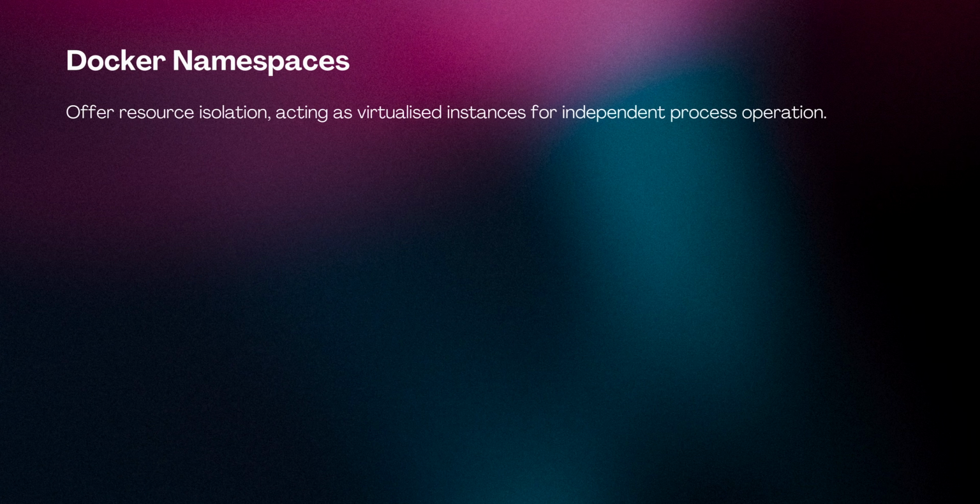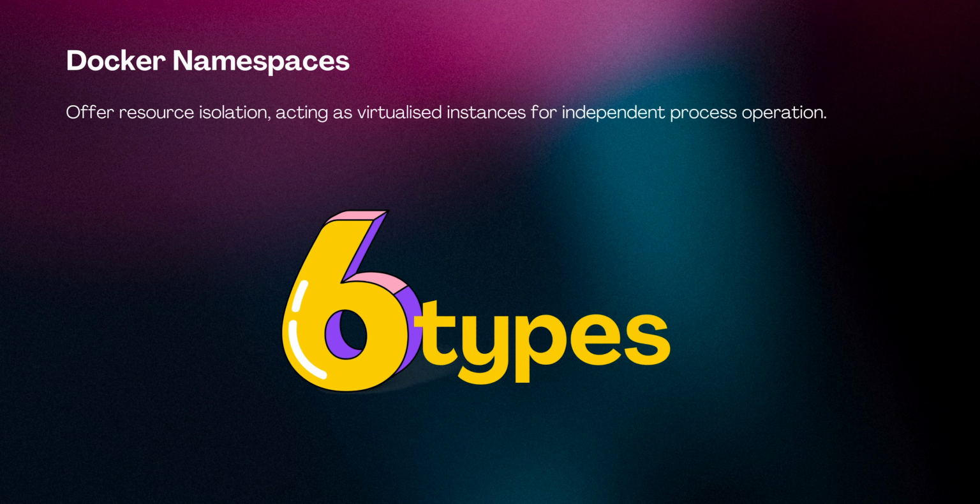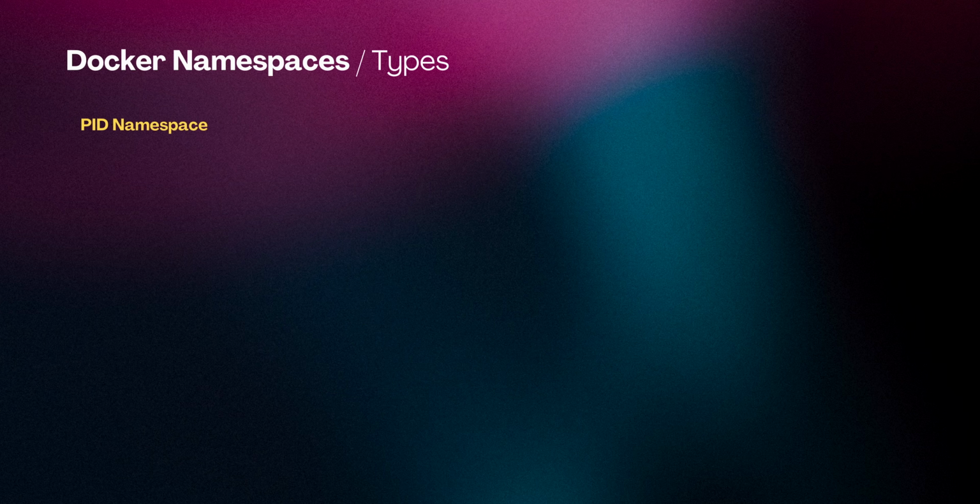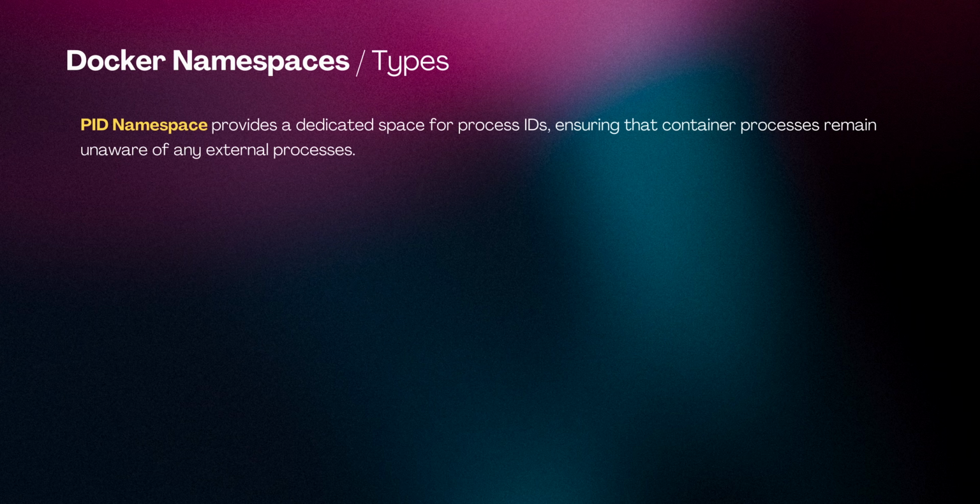Docker namespaces offer resource isolation, acting as virtualized instances for independent process operation. There are 6 types of namespaces in Docker. The first one, PID namespace. It provides a dedicated space for process IDs, ensuring that container processes remain unaware of any external processes.